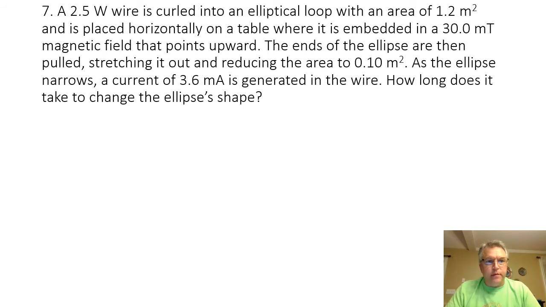Problem 7. A 2.5 watt wire is curled into an elliptical loop with an area of 1.2 square meters and is placed horizontally on a table where it is embedded in a 30.0 millitesla magnetic field that points upward. The ends of the ellipse are then pulled, stretching it out and reducing the area to 0.10 square meters. As the ellipse narrows, a current of 3.6 milliamps is generated in the wire.